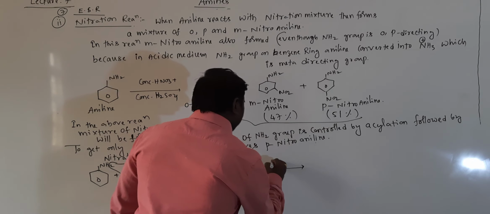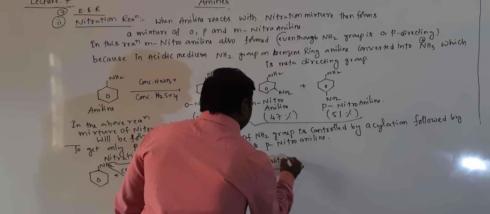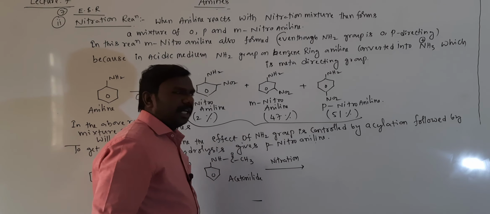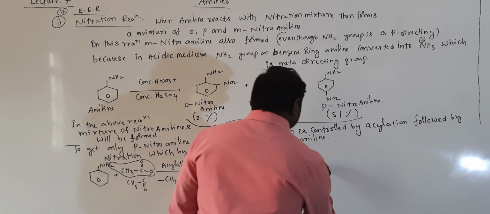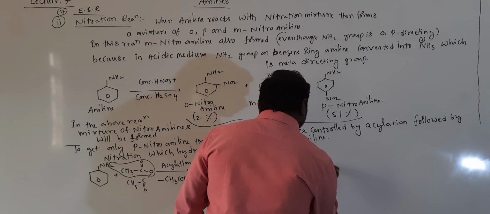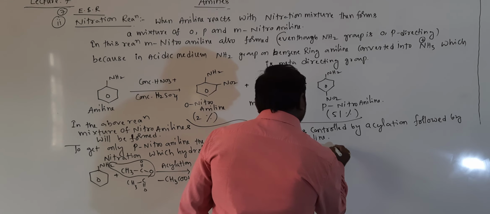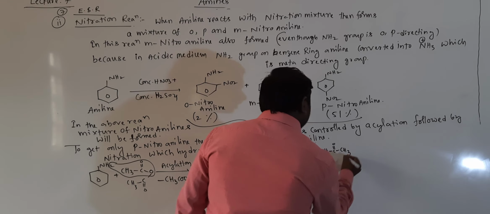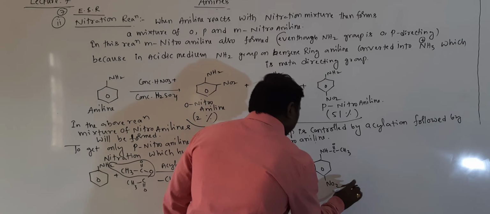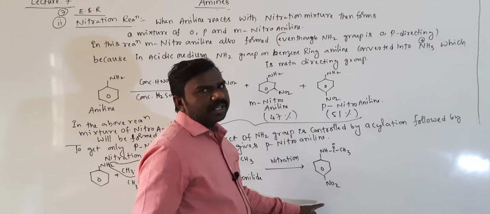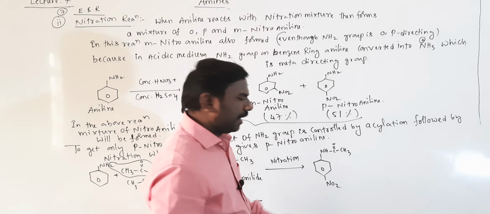This on nitration with concentrated nitric acid and sulfuric acid, then gives rise to NHCOCH3 with NO2. It is a less activating group, that's why only one NO2 group is added.